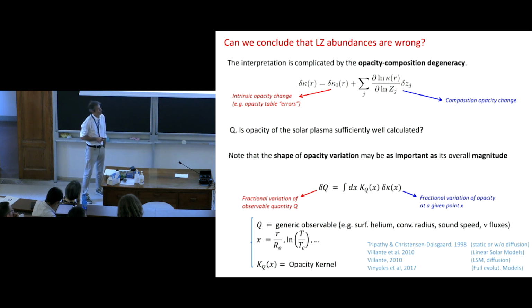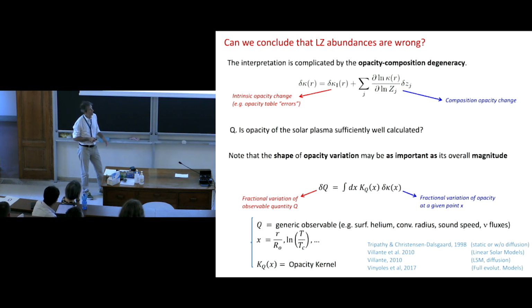Unfortunately, it is not simple to arrive at this conclusion because the interpretation of the helioseismic result is complicated by the fact that effects related to composition are degenerate with effects related to a recalculation of the opacity. As a matter of fact, the sun responds to the total modification of the opacity profile, which can be partly due to the fact that the composition is different from what we expected. We call this the composition opacity change.